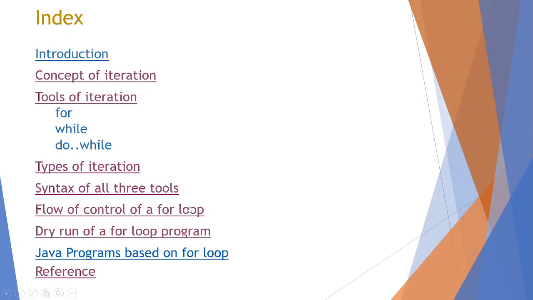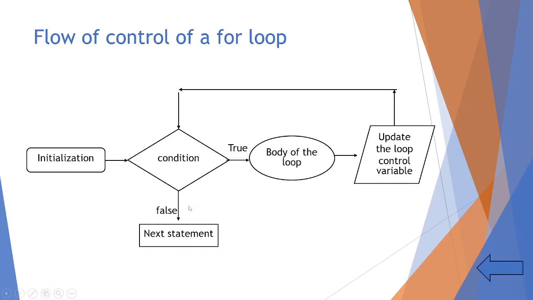Flow of control. First initialization happens, then the condition gets checked. If the condition is true, the body of the loop will be executed and update the loop control variable. The body of the loop may be 10 lines, 100 lines, any number of lines. After updating the loop control variable, again the condition gets checked.